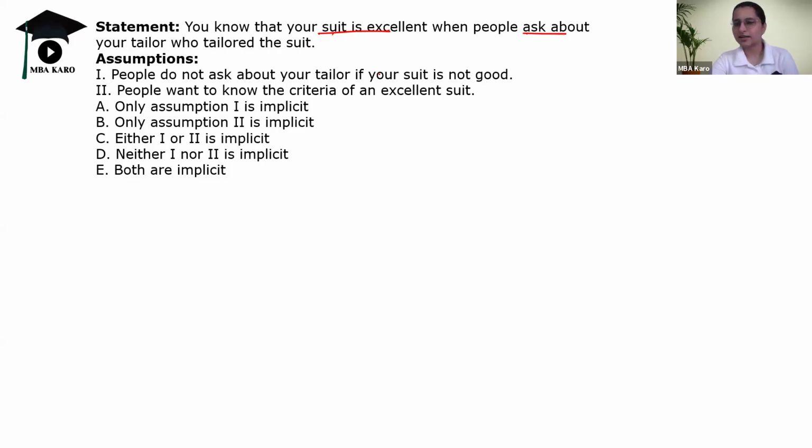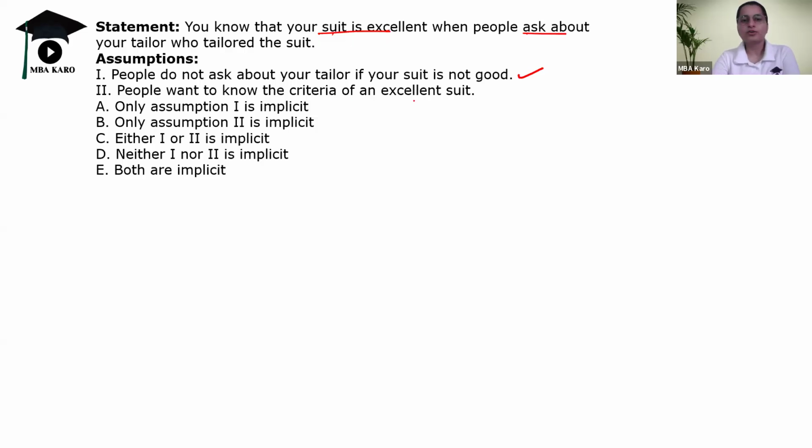Anybody who's ruining a haircut, people are not going to ask for that particular person. But a person who's doing a great job, people are going to ask for them. So this one, people do not ask about your tailor if the suit is not good. This supports the statement that your suit is excellent when people ask about the tailor, because people are not going to ask about your tailor if the suit is not good.